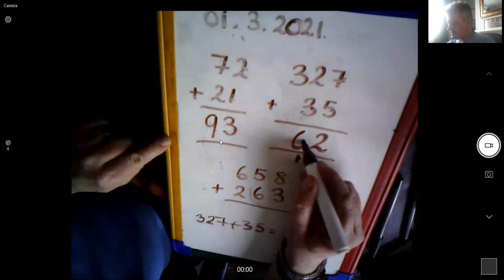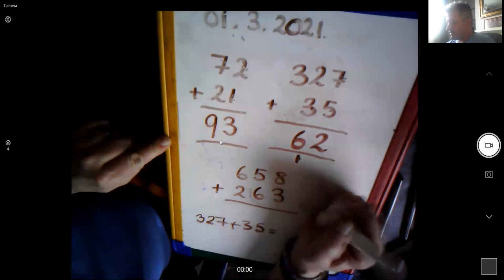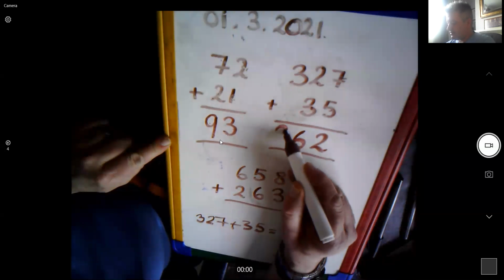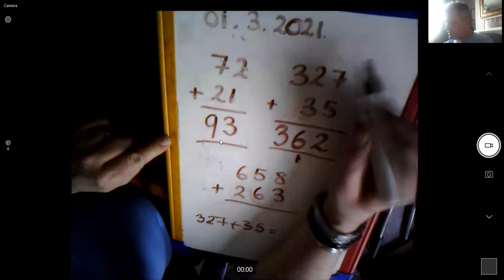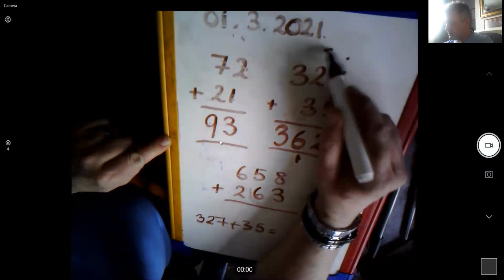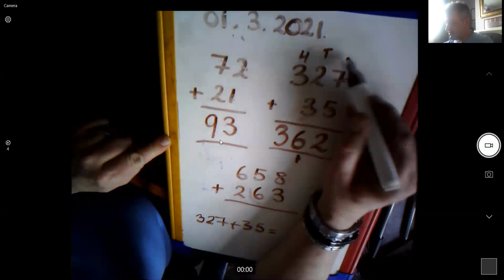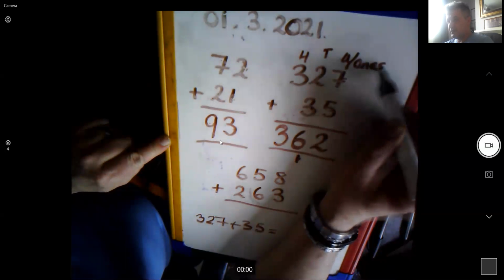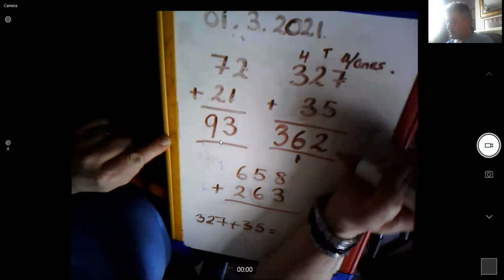So I'm putting 6 tens in there. And now what I'm doing is I'm adding my 3 into the answer, my 300 units or ones. This is tens, this is hundreds. There's my units or 0 or ones. So that's what I've done.